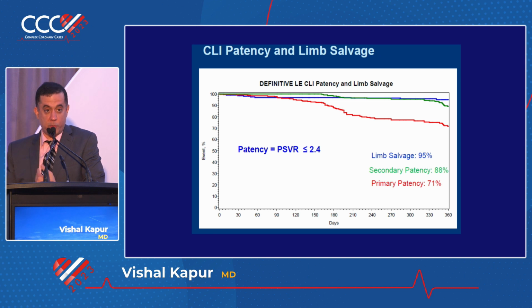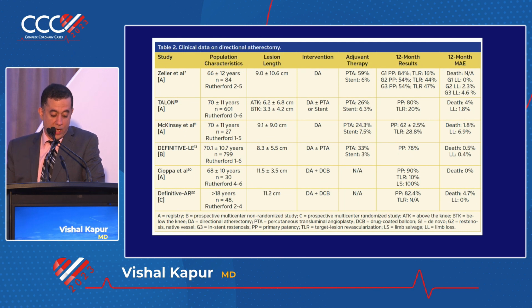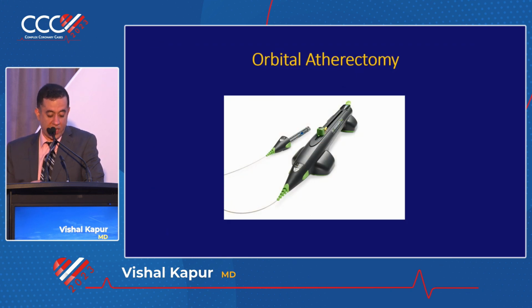And same thing, patients who present with critical limb ischemia, if you use these plaque modification techniques compared to PTA, you can see that you can salvage the limb in 95% of the people over 360 days, as compared to a secondary patency of 88% onwards. There are other trials which have consistently proven that directional atherectomy, especially in cases of death, complications, and patency rate, performs much better as compared to plain old balloon angioplasty.